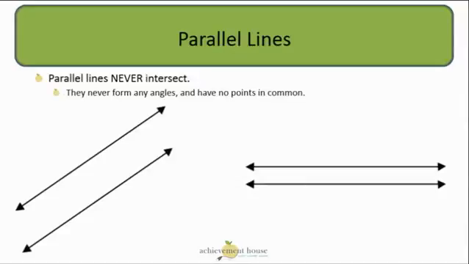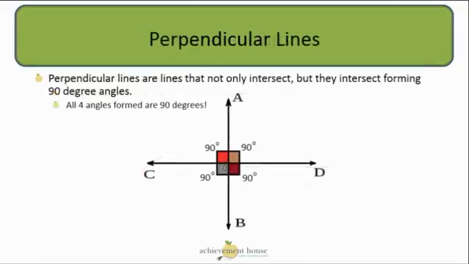Alright, so we've talked about lines that intersect. But what about lines that never intersect? Well, those are parallel lines. They never form any angles, and they have no points in common. So none of the points on this line will ever be the same as the points on this line.